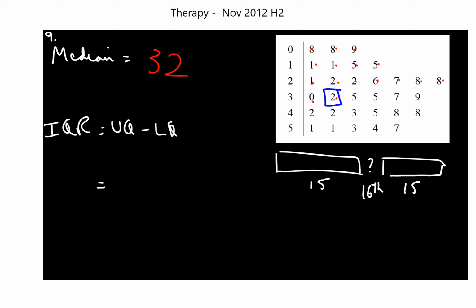So 1, 2, 3, 4, 5, 6, 7, 8. So 21 is my lower quartile. I do the same sort of thing here. 1, 2, 3, 4, 5, 6, 7, 8. 45 is my upper quartile. Take them away from each other, gives you 24, and that's your interquartile range. 3 marks, easy peasy.